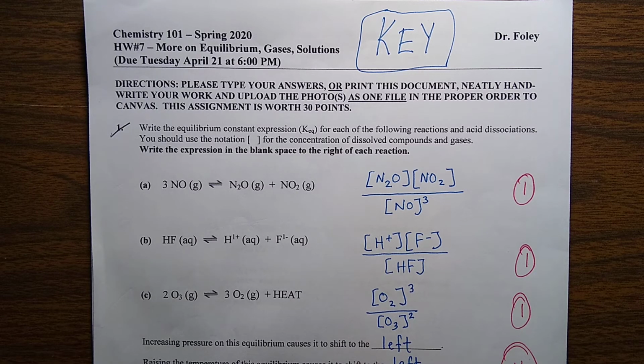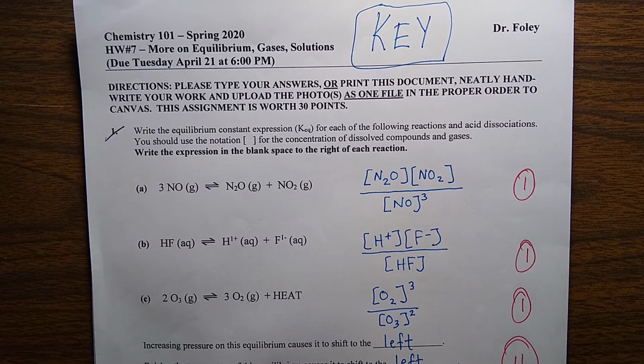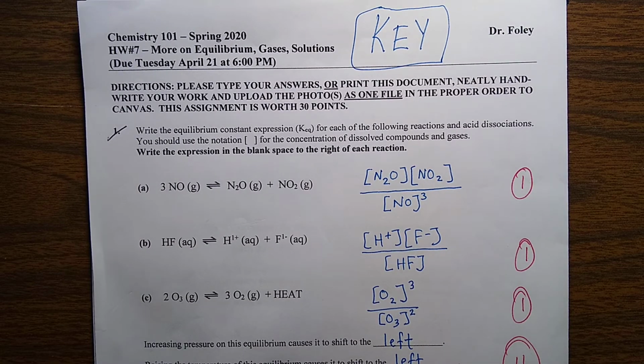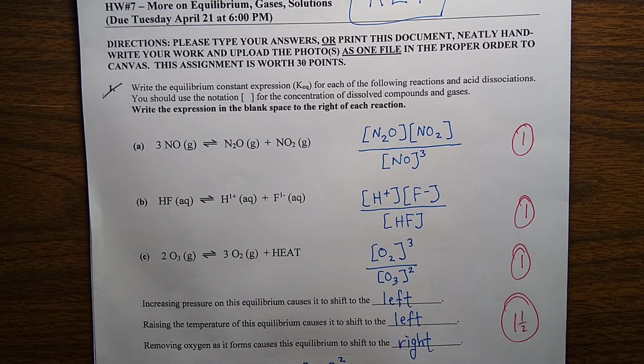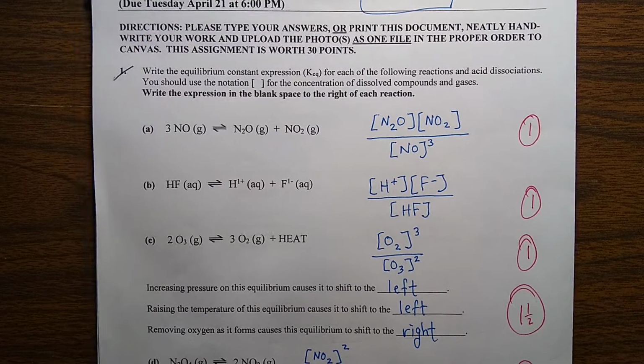Let's go through the answers to homework number 7, the assignment that you turned in last week that I just finished grading today. I thought you needed more practice with writing equilibrium constants, so this first problem here is giving you a bunch of reactions. And everybody did pretty well on this.